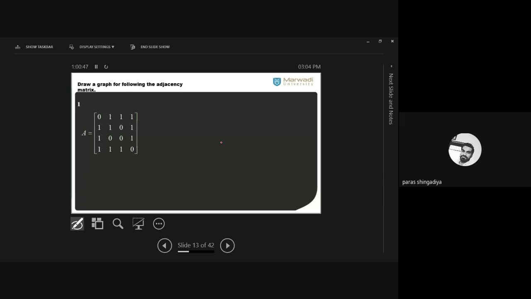Is it symmetric form? Can you easily verify it? Okay. How can we verify? Just skip this diagonal. The upper and lower triangle should be mirror images. Upper and lower triangle should be mirror images.